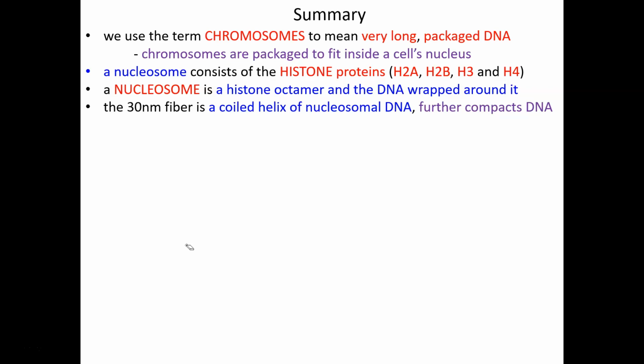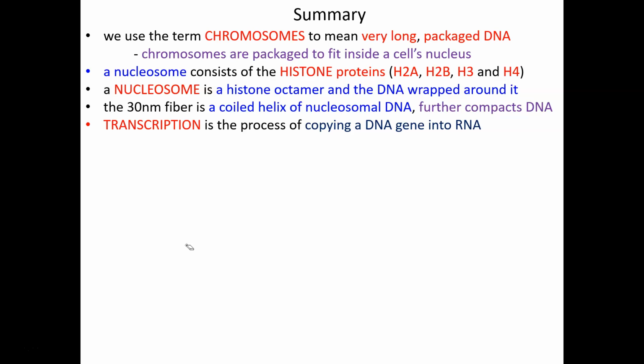This bead on a string nucleosomal DNA structure can be further compacted by coiling it around a central axis, creating a 30 nanometer fiber, this coiled helix of nucleosomal DNA. And then we can further compact that 30 nanometer fiber all the way to mitotic chromosomes at 10,000-fold compaction. We then moved from DNA as a physical molecule to DNA as a molecule of information coding.